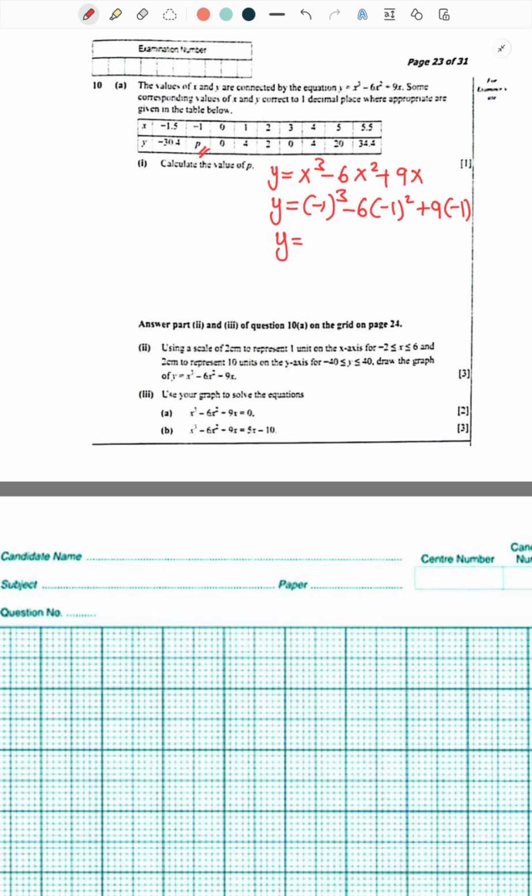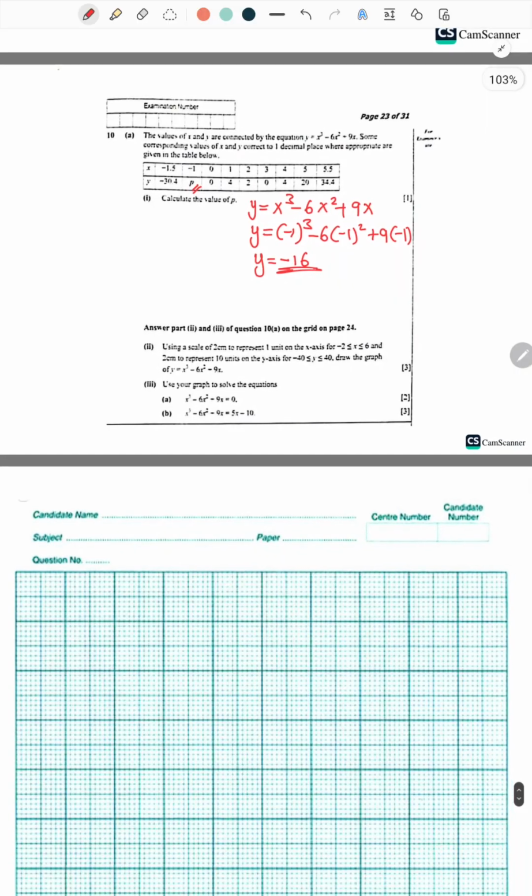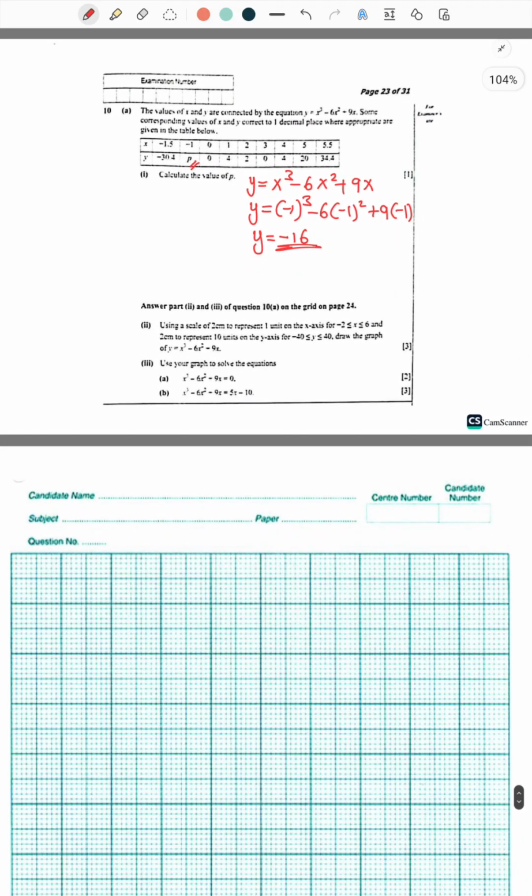Let's see what we are going to have. This is 6 times (-1) to the power 2 plus 9 open bracket -1. So this is going to give us a value of -16. You ensure that you write this value already on your graph paper, so you can record it. You can say your P is equal to -16. Now you'll be given 1 mark for this.